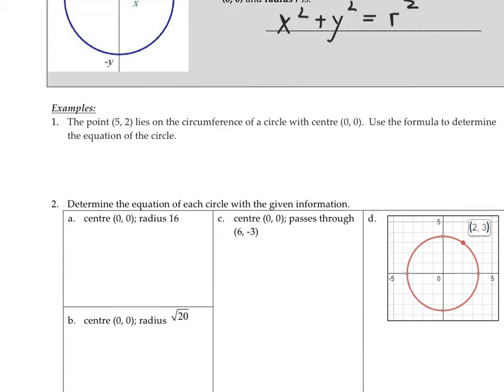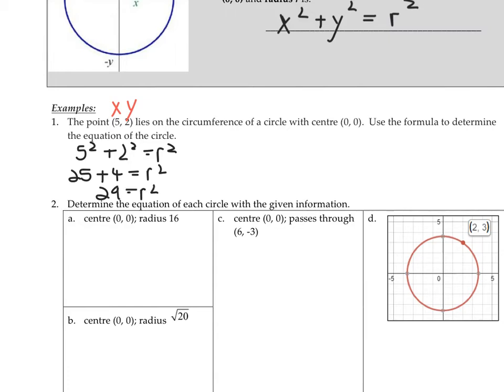But when you're given a coordinate that's on that circle, you're given an x and y coordinate. So let's plug that into our formula and just solve for the radius, or the radius squared, because ultimately that's what we need for our equation. So 5 squared plus 2 squared equals our radius squared. So we have 25 plus 4 equals the radius squared, and 25 plus 4 is 29.